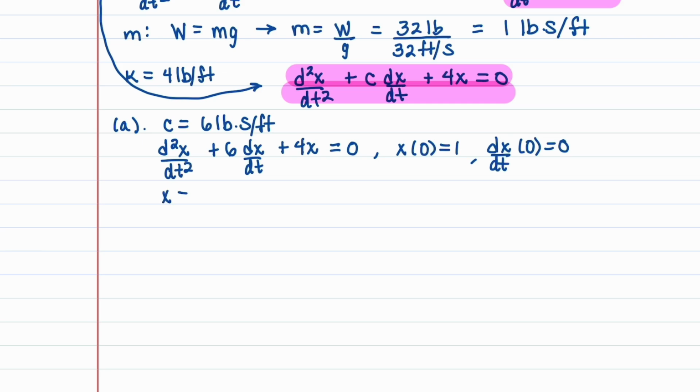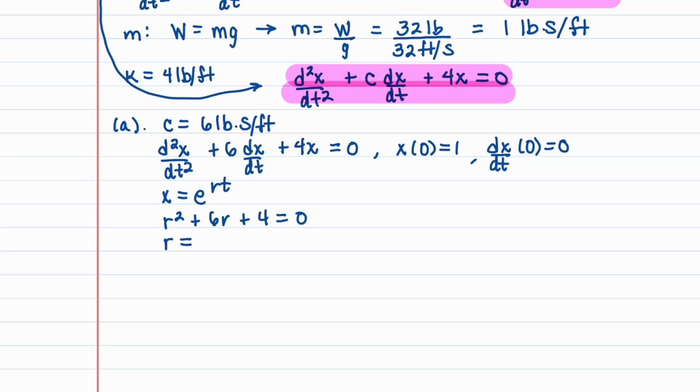Since this is a constant coefficient second-order differential equation, we can let x take the form of e to the rt. When we plug that in and rearrange the algebra, we end up with the characteristic equation r squared plus 6r plus 4 is equal to 0. We can't factor that easily, so we are going to have to use the quadratic formula.